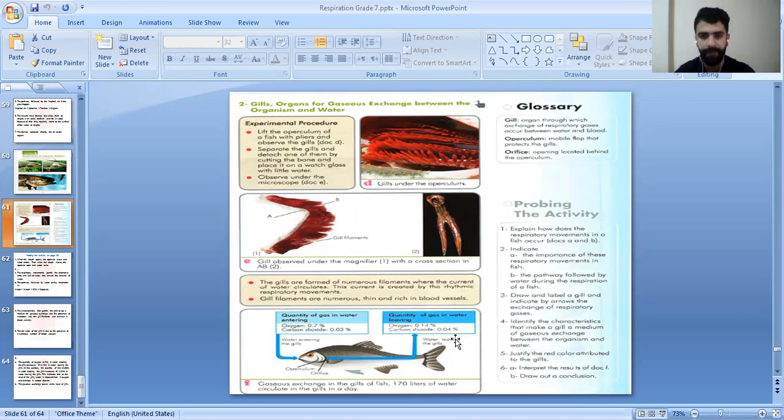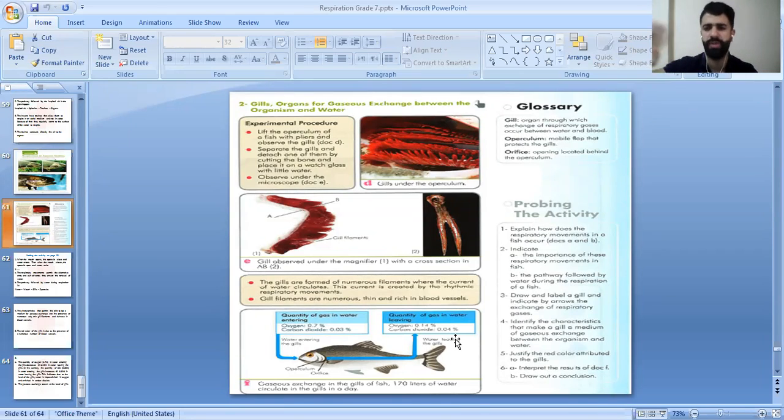It increases. So first part, explain why the respiratory movement in the fish occurs. How does this respiratory movement occur? It occurs when the mouth is open and the operculum is closed; we call it inhalation. When the mouth is closed and the operculum is open, we call it exhalation. What is the importance of this respiratory movement of the fish? It allows the entry and exit of the water, and it allows the renewal of the water. The pathway followed by the water during respiration in the fish: the water enters through the mouth, then to the gills, and then to the operculum.